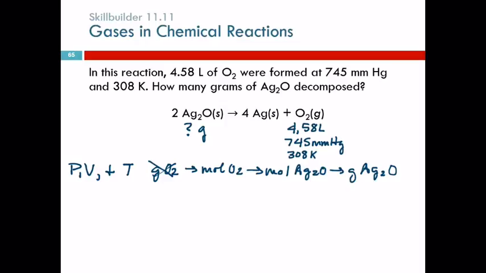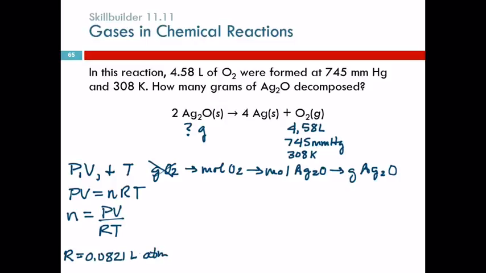Okay, so this is our substitution. We're still doing moles to moles in the middle, and we're going to end up with grams. But to find the moles of oxygen, we're going to use the ideal gas law instead. So PV equals nRT, and we rearrange that, n equals PV over RT. R is 0.0821 liter atmospheres per mole Kelvin.